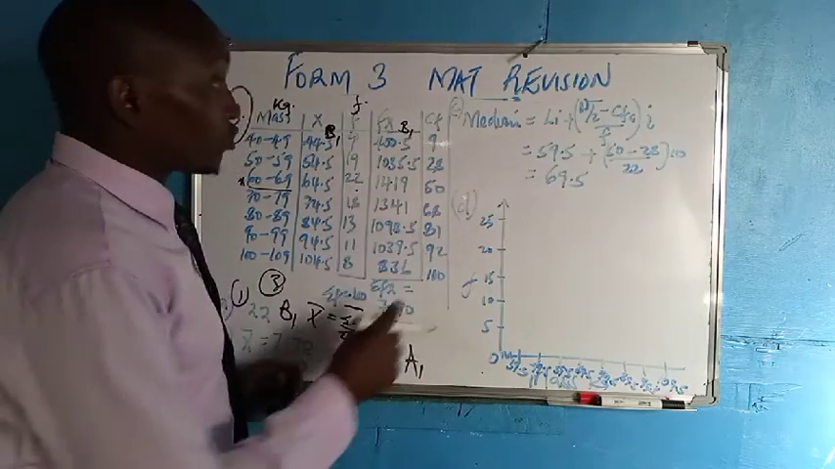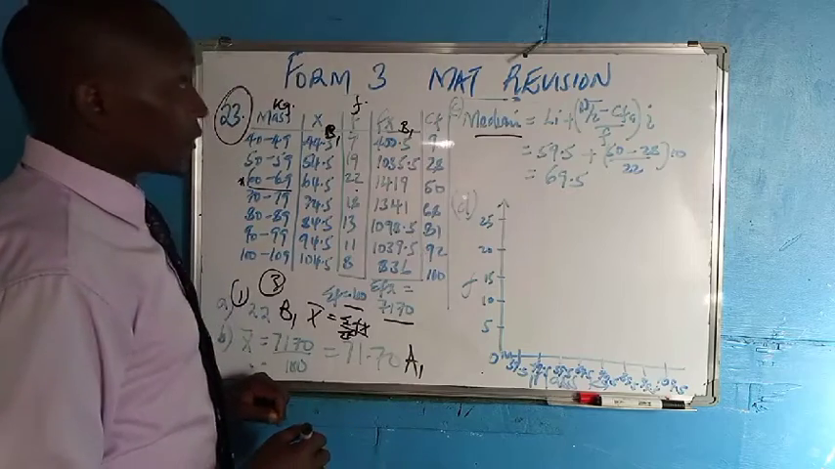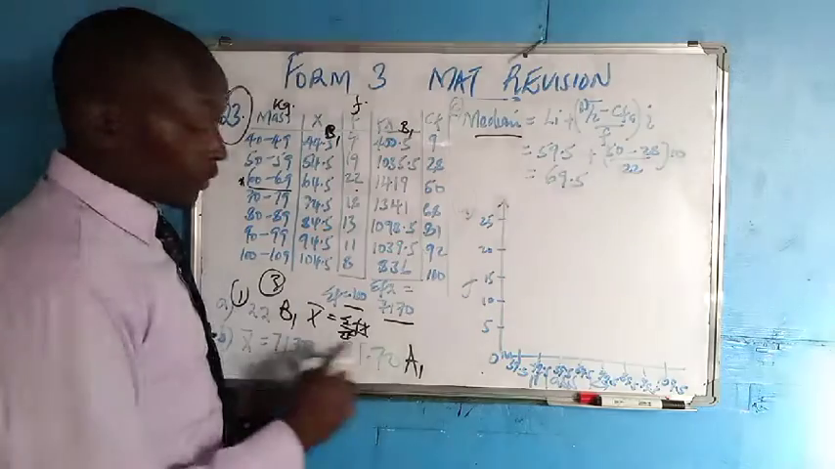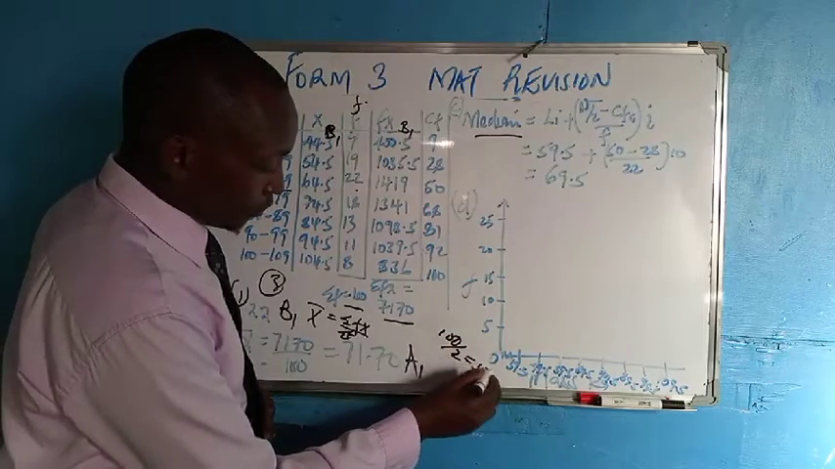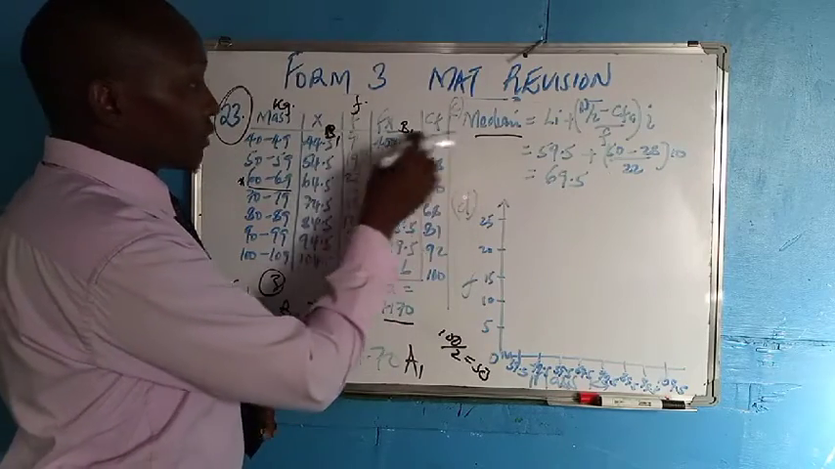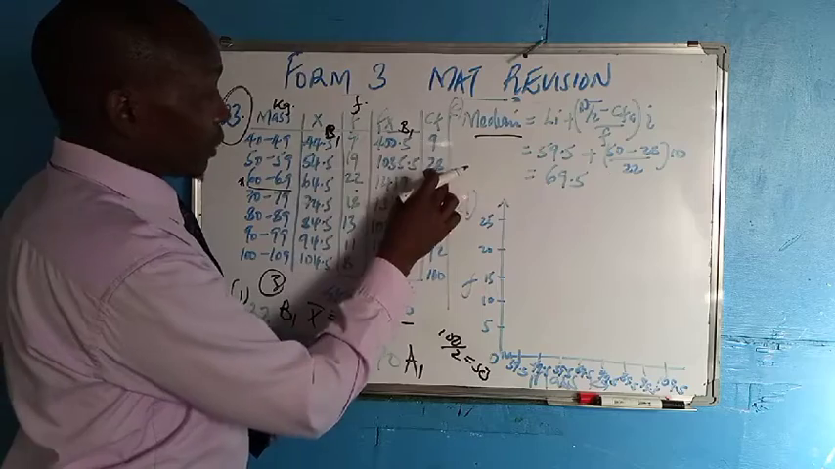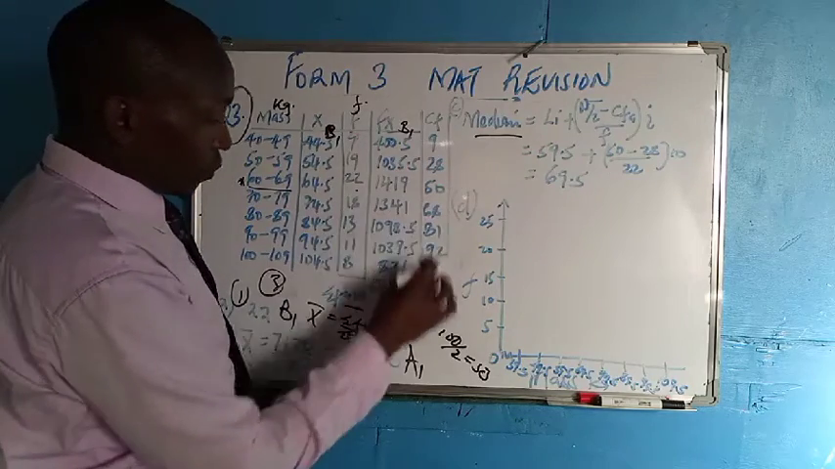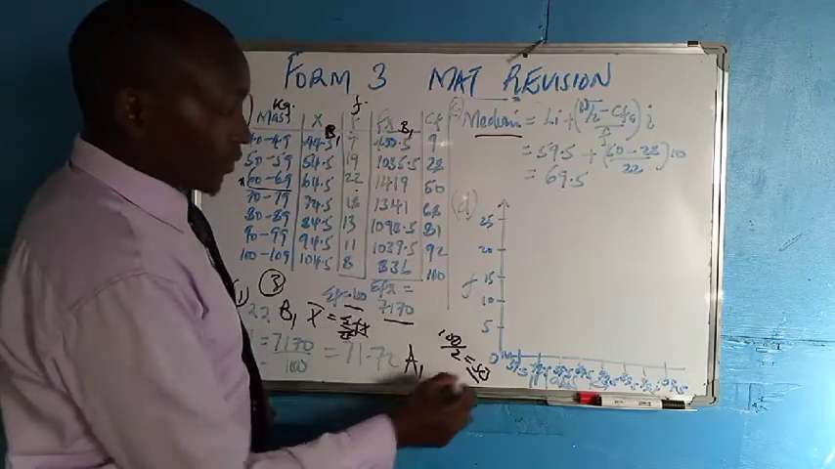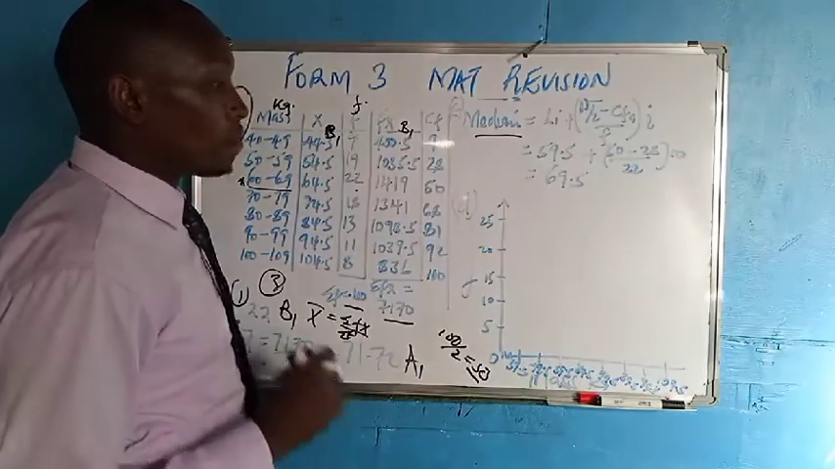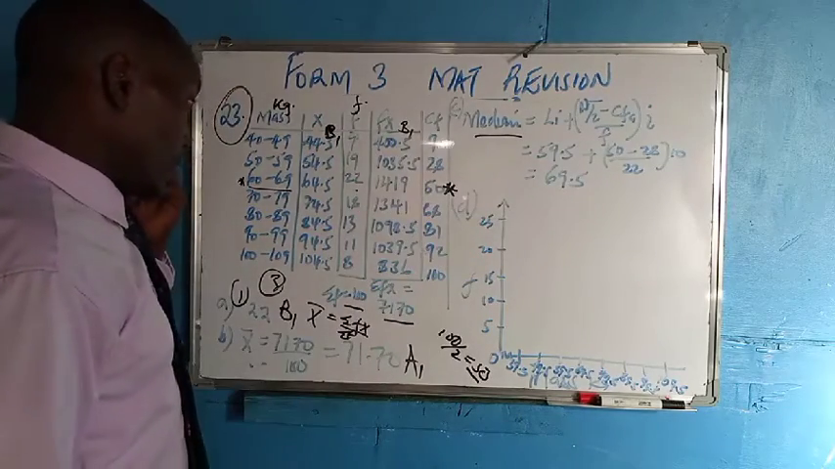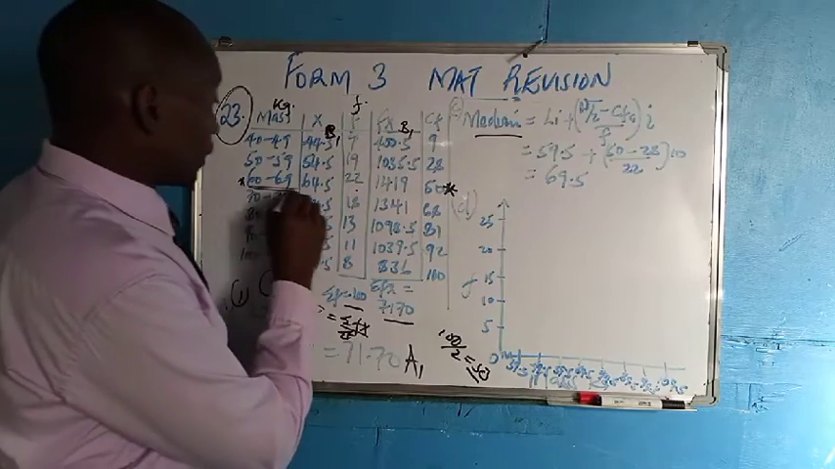Part C. The student was expected to work out the median. My total data here is the total frequency, 100. 100 divided by 2 is 50. So I need to generate the cumulative frequency. 9 plus 0, 9. 9 plus 19, 28. 28 plus 22, 50. All the way to 92 plus 8, 100. So I ask myself, where is the 50th mass? It is here. For this one, coincidentally, I can see the 50 there. So I need to select this class.